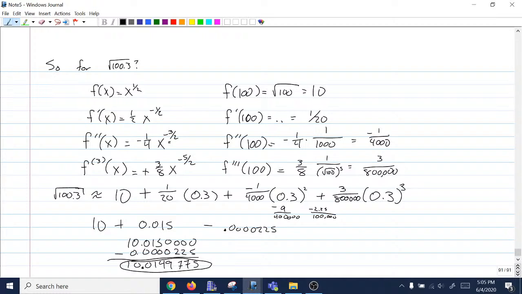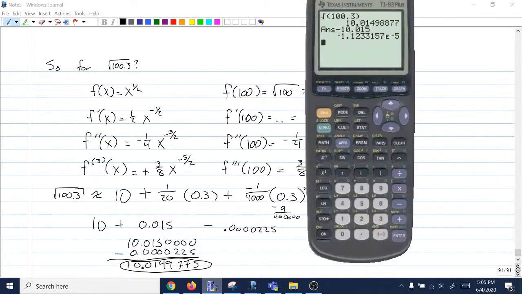Negative 1/4, 100 to the negative 3 halves. That's going to be 1 over 1,000. So negative 1/4 times that is negative 1 over 4,000. I need to multiply that by 0.3 squared. 0.3 squared is 9 over 100. 9 over 100 times 1 over 4,000 is definitely 9 over 400,000. 9 divided by 4 is 2.25. So that is 2.25 over 100,000. Yeah, I don't know what's wrong.